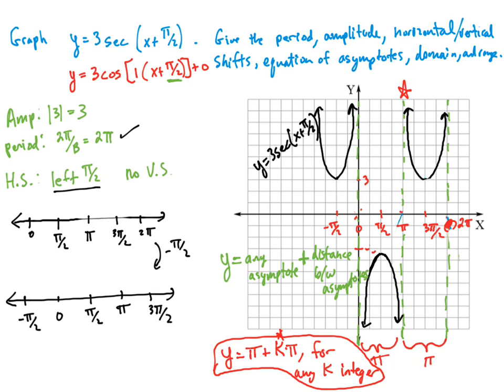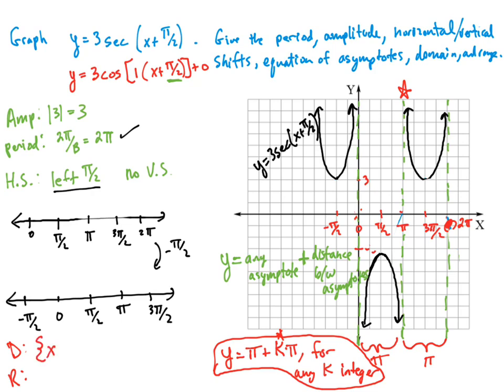All right, and then lastly we want to come up with the domain and the range. Well, the domain here is not all real numbers like a sine or cosine graph. The domain here is everything except for the values of the asymptotes. So what we'd say is the domain is, we can write this in set notation.